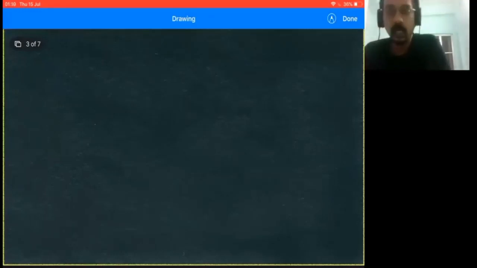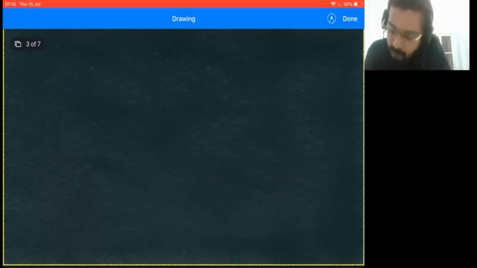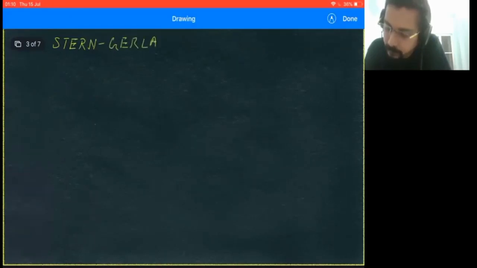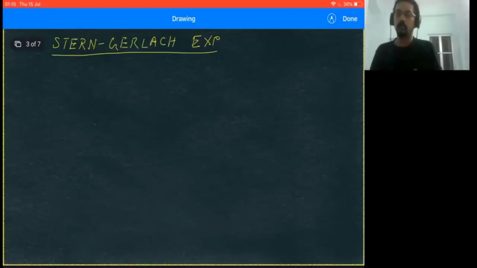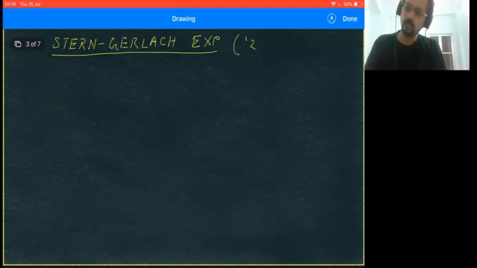So the thing that we will be starting from is actually an experimental setup, which goes by the name of Stern-Gerlach experiment. So this would be our starting point. This was an experiment performed roughly, I would say, around 1921-22 by Otto Stern and Walter Gerlach in Frankfurt, Germany.